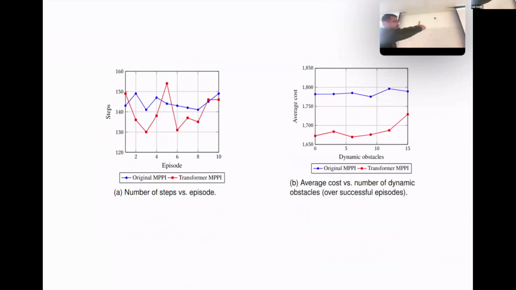Again, this is for the episode. What are the number of steps which is required? You can see it is significantly less, with one outlier. Now coming to the dynamic obstacle.